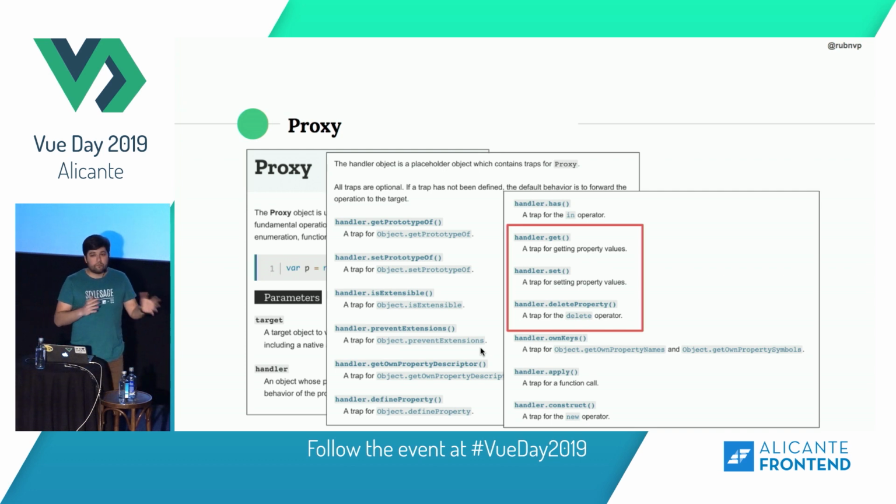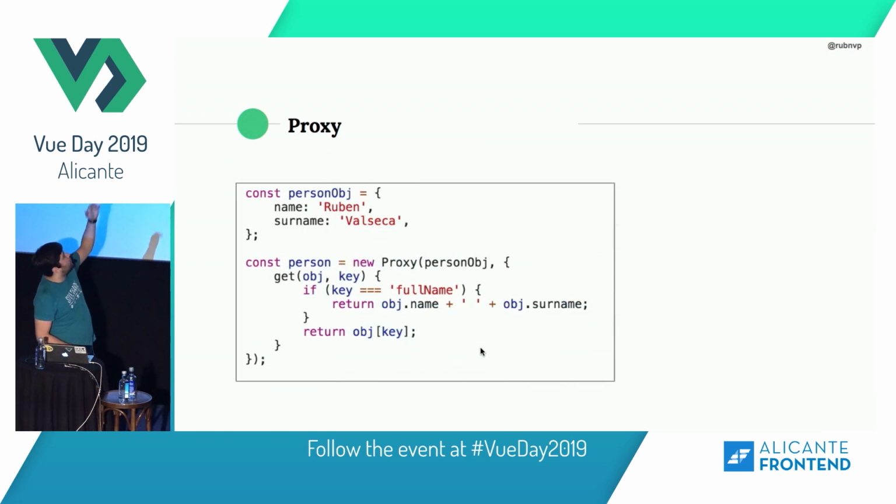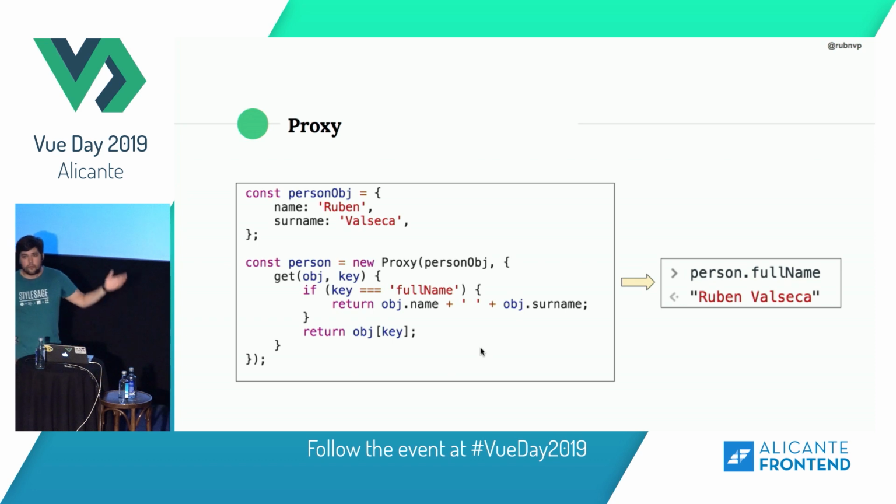Okay, so to take this to the ground and see some code, what this could look like. Imagine that we define an object, just with a name and a surname, Rubén Valseca. We can define a get trap that if someone asks for the key fullName, we return the object name plus the object surname. And in any other case, we just return the object's value for that key. It works like a normal object. So now, if I do person.fullName, it will return my full name. Okay, everything's clear until this moment.